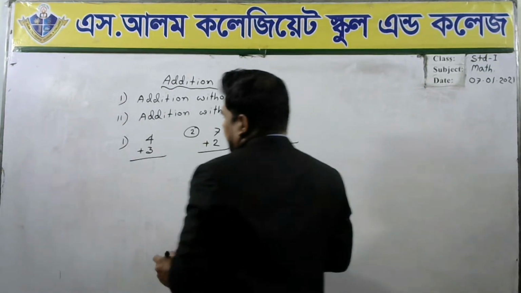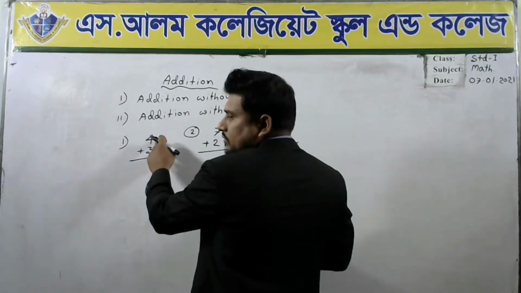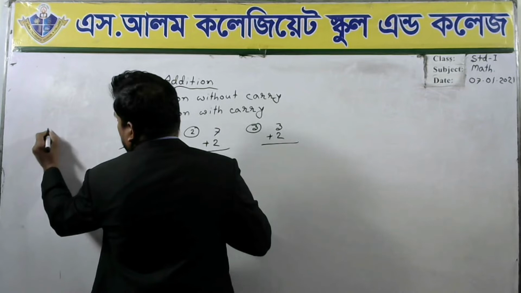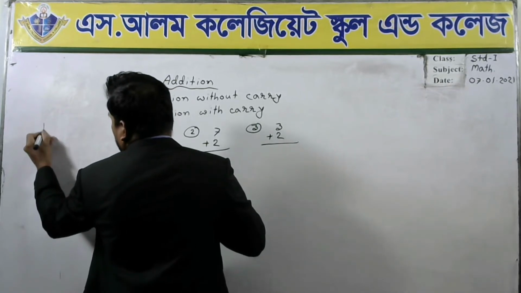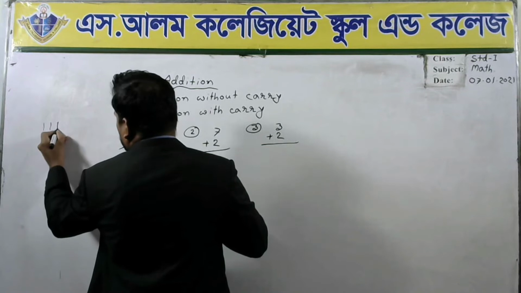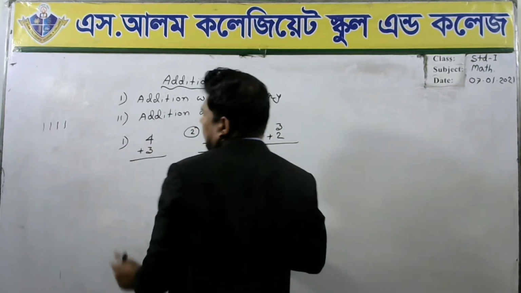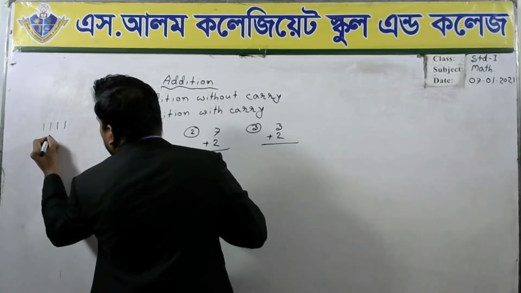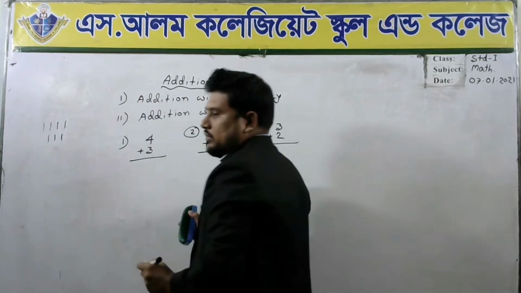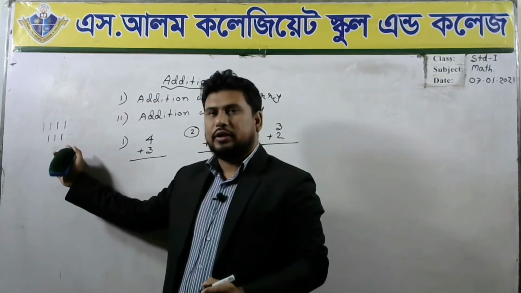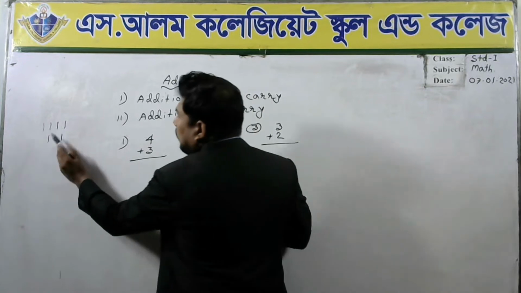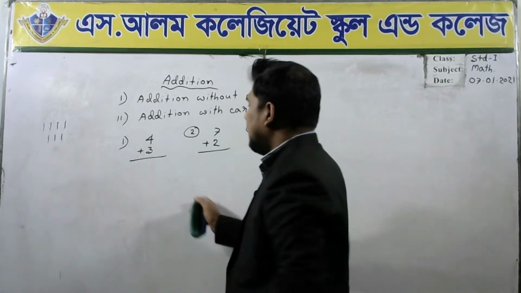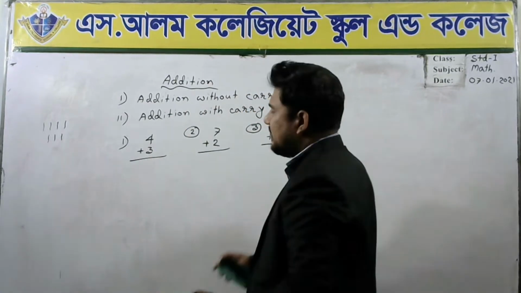How can we add the digit 4 and 3? Look, we can draw 1, 2, 3, 4 for 4, and we can draw 3: 1, 2, 3. Let's count together. 1, 2, 3, 4, 5, 6, 7. And 4 plus 3 equals 7.